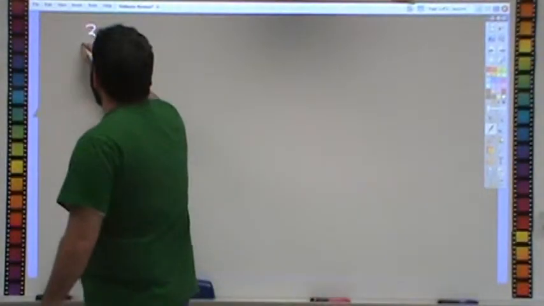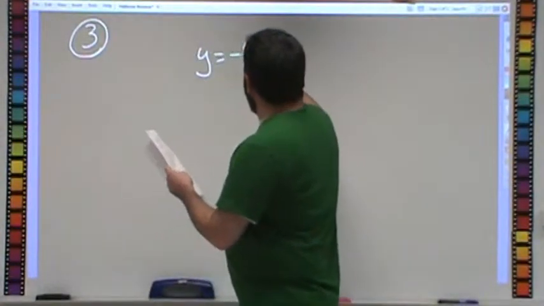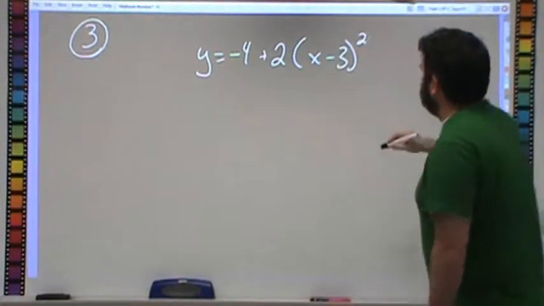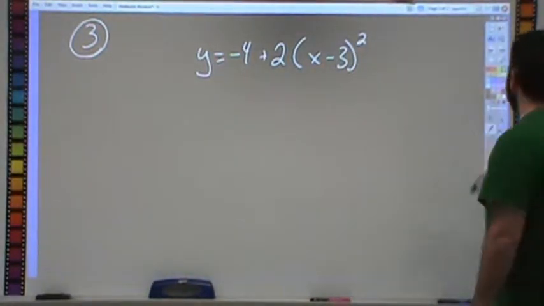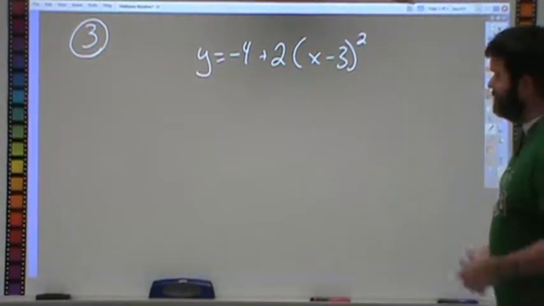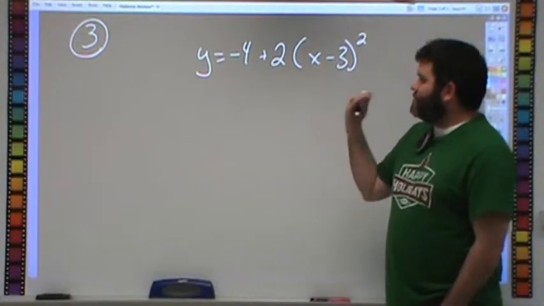Let's talk about number 3. Number 3 is a transformation. Y equals -4 plus 2 times x minus 3 squared. Now remember, you need to understand the concept, not just the problem, because on the actual midterm, the problem will be different. First thing we identify is open, down, stretch, and shrink.